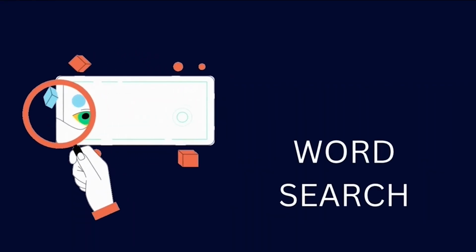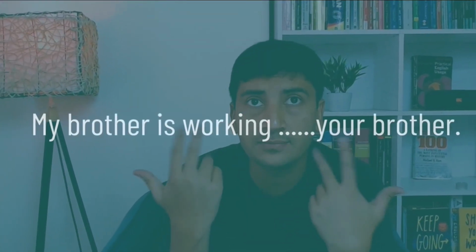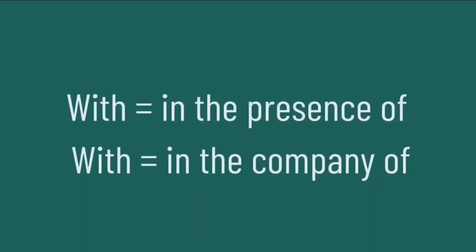Sometimes we cannot find or remember some words while talking in English. This is called word searches, and word searches negatively affect our fluency. Let me show you an example. If I cannot remember the word with in this sentence, my brother is working with my brother is working in the presence of your brother, company of your brother.